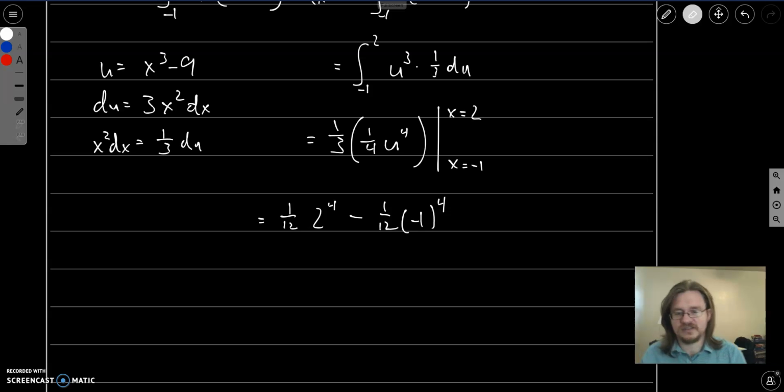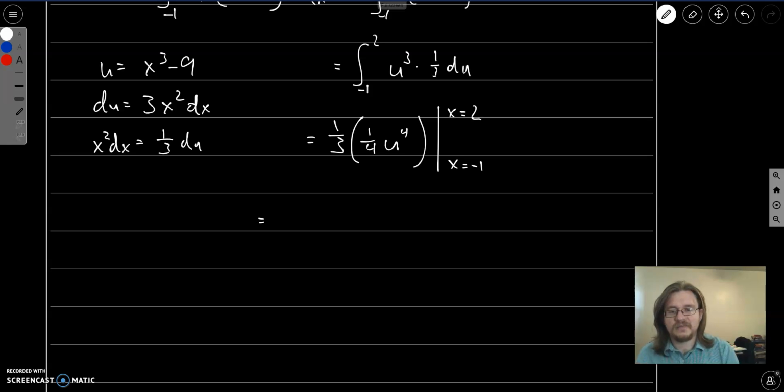Oh, I just did exactly what I said I shouldn't do. I apologize, I made a mistake. Where I have u here, I need to plug in x. That's very important. So again, I'll have 1/12 after I multiply the 1/3 and 1/4. But this is going to be x to the third power minus 9, all raised to the 4th power. Hoofda. Okay, so x is equal to -1 and x is equal to 2.